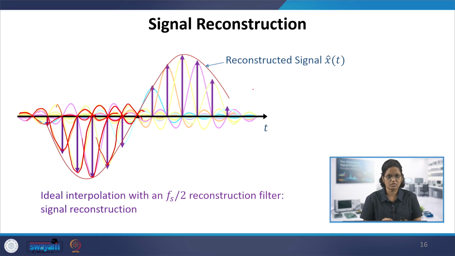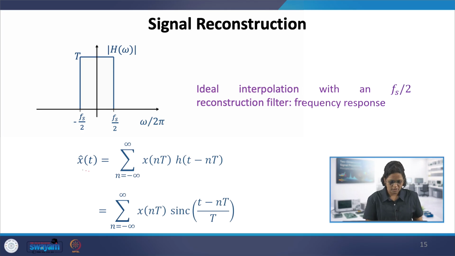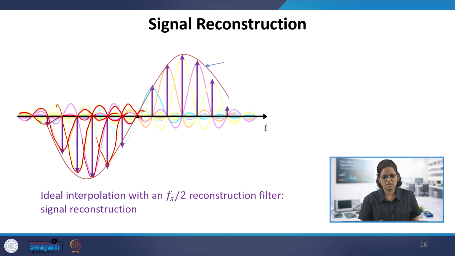Each sinc function is the result of each impulse being passed through that filter. Now the expression of the reconstructed signal: n varies from minus infinity to plus infinity, x of nT, and the shifted impulse. You can see the shifted impulse, and that is going to be the sinc function. The representation of h of t is a sinc function. So this is the summation of all the sinc functions, giving the reconstructed signal. These are just two ways in which the reconstruction is done: one with a rectangular function as impulse response, another with a sinc function as the impulse response.